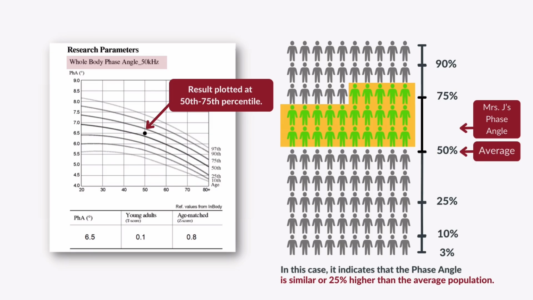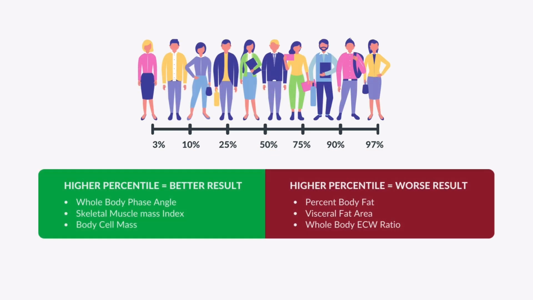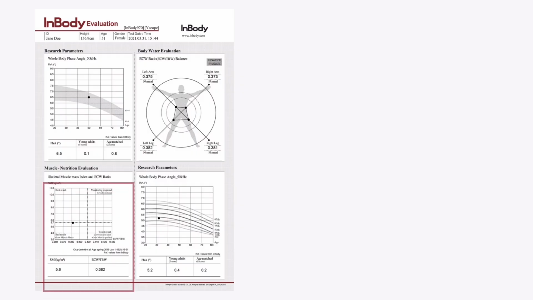However, note that a higher percentile doesn't always mean a better result. If the percentile is higher for parameters such as whole body phase angle, skeletal muscle mass index, or body cell mass, it indicates a better result. On the other hand, if the percentile is higher for parameters such as percent body fat, visceral fat area, or whole body ECW ratio, a higher percentile actually indicates a worse result.